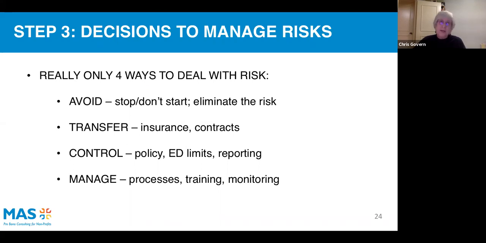So the board needs to think about what its appetite for risk is and what its risk philosophy is. Where does it take on risk and where doesn't it take on risk is an important part of this. And you have different risk capacity at different times in your organization. But there are really only 4 ways to deal with it.